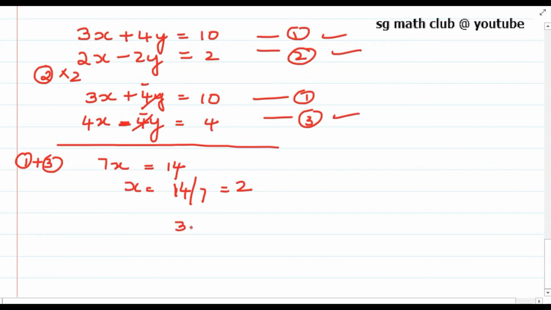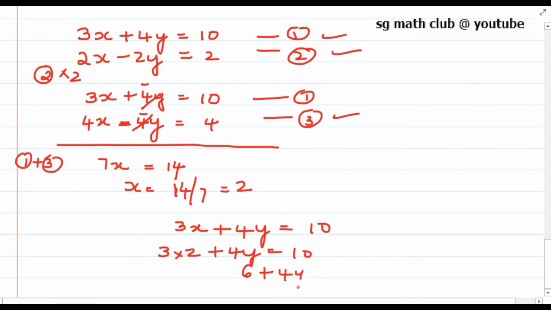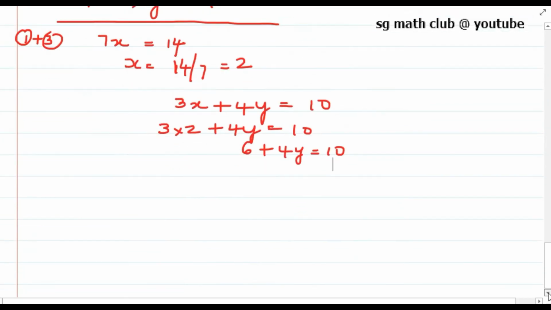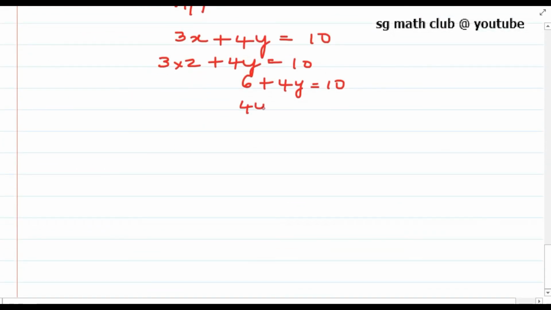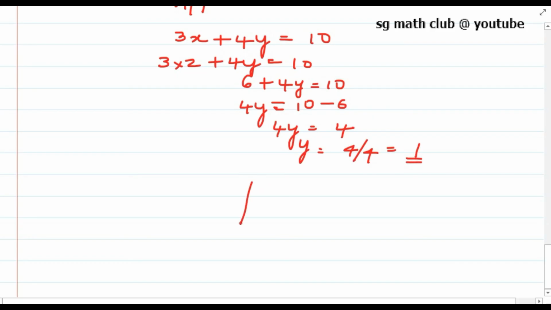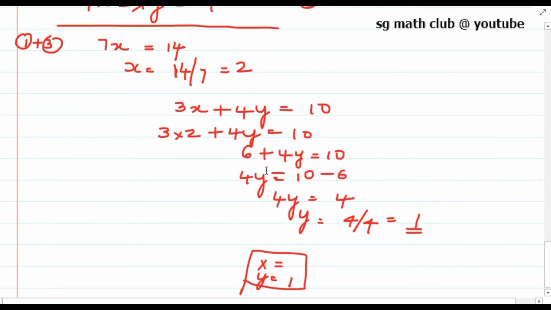So I will substitute in the first equation, 3x plus 4y equal to 10. So 3 into 2 plus 4y equal to 10. 6 plus 4y equal to 10. Or I can write 4y equal to 10 minus 6, 4y equal to 4, y equal to 4 divided by 4. The answer is 1. So we got the value of x as well as y. y is 1 and the value of x is 2.